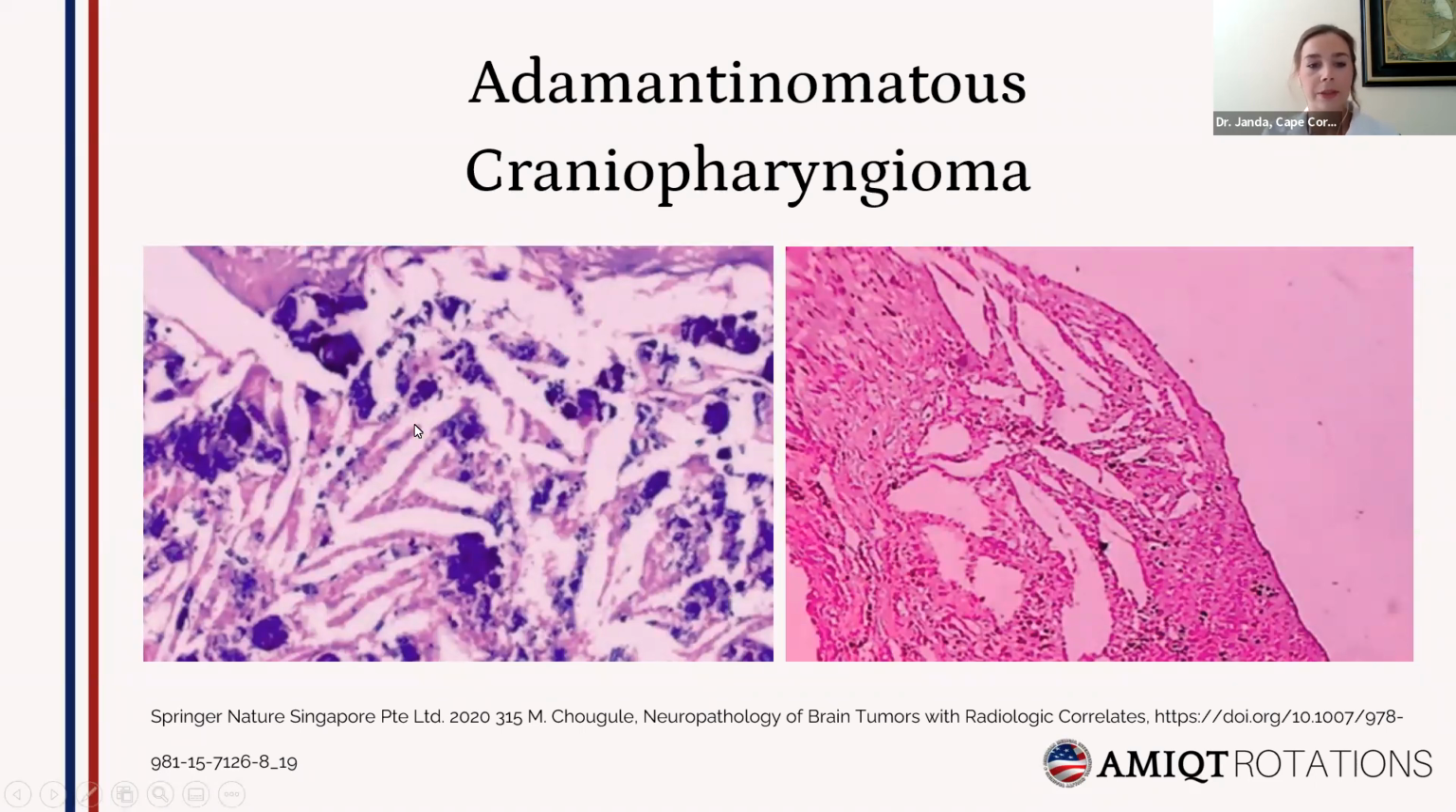On the left picture, you can see very prominently the many cholesterol clefts with a spiky appearance, and also the darker areas of calcification right here. And on the right picture, we also have some cholesterol crystals. We also have some pigment deposition, as you can see here in those darker brownish appearing areas. And that pink tissue is reactive gliosis.